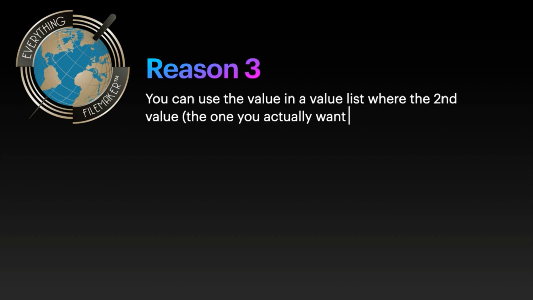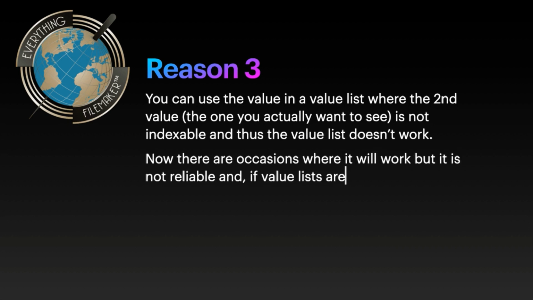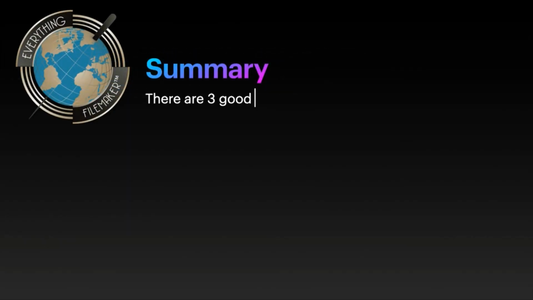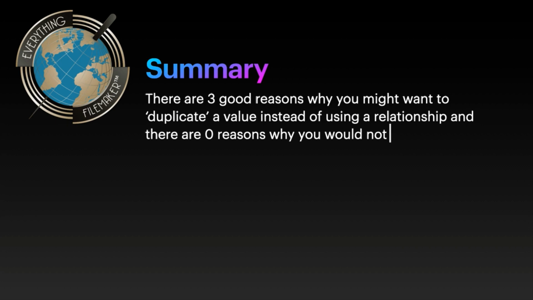You can use the value in your value list where the second value, the one you actually want to see, is not indexable, and thus the value list doesn't work. Now, there are occasions where it will work, but it is not reliable, and if value lists are as important to your solutions as they are to mine, you don't want to take the chance that they won't work. There are 3 good reasons why you might want to duplicate a value instead of using a relationship, and there are 0 reasons why you would not want to do this.